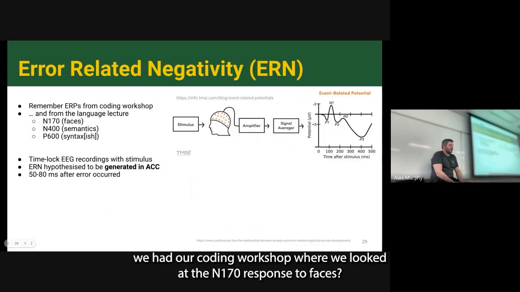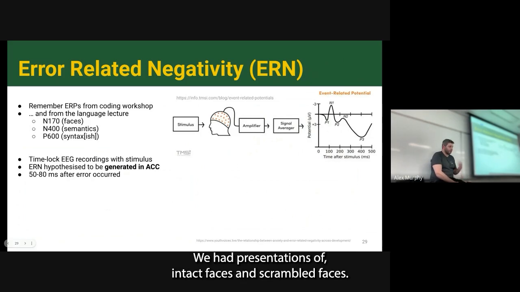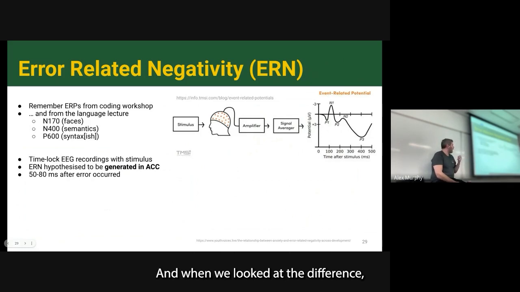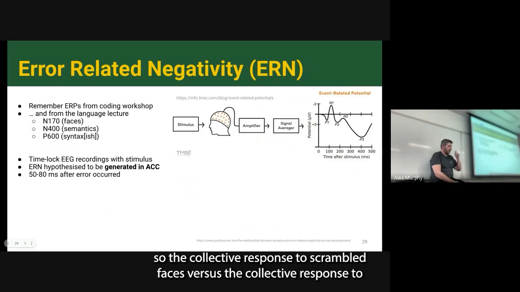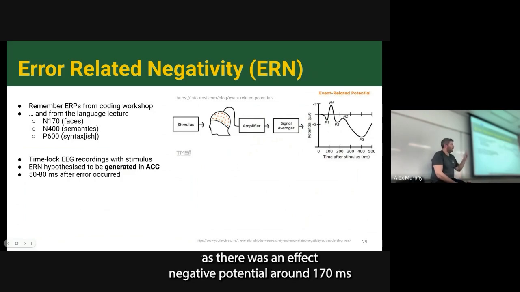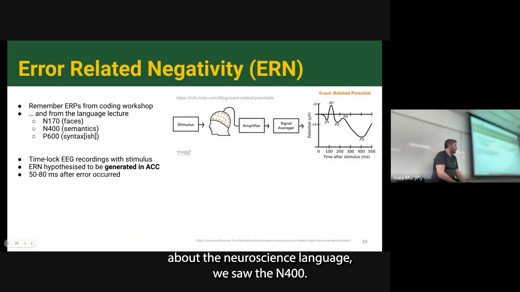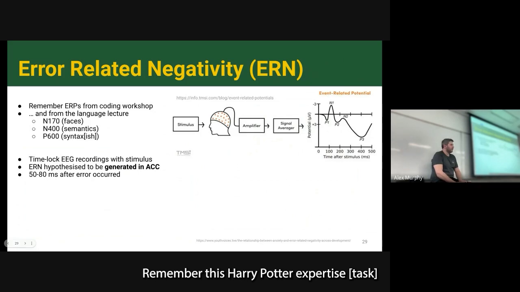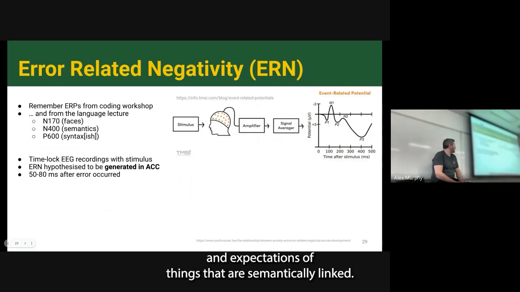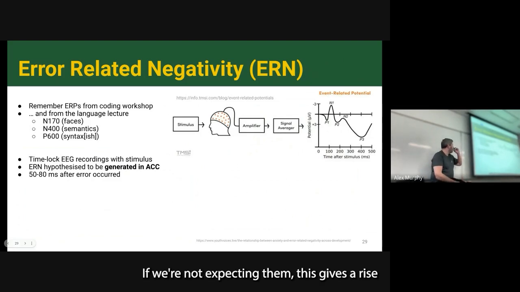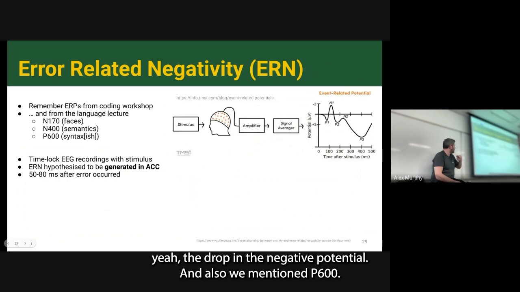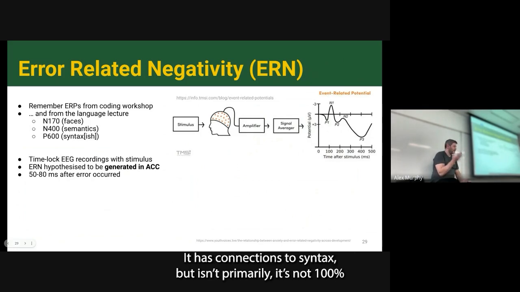So do you remember we had our coding workshop where we looked at the N170 response to faces? We had presentations of intact faces and scrambled faces. And when we looked at the difference, so the collective response to scrambled faces versus the collective response to non-scrambled faces, there was an effect, a negative potential around 170 that had been interpreted as a signal of face processing. So that same idea then, when we went to talk about the neuroscience of language, we saw the N400. Remember this Harry Potter expertise thing in expectations and things that are semantically linked. If we're not expecting them, this gives a rise in, or a drop in, the negative potential. And also we mentioned P600 a little bit. It has connections to syntax, but isn't 100% a syntactic ERP.